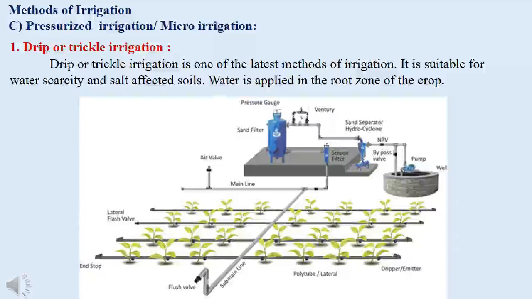With this diagram of a drip irrigation system, we can find here the components of the system like pump, venturi, filter, laterals and emitters.